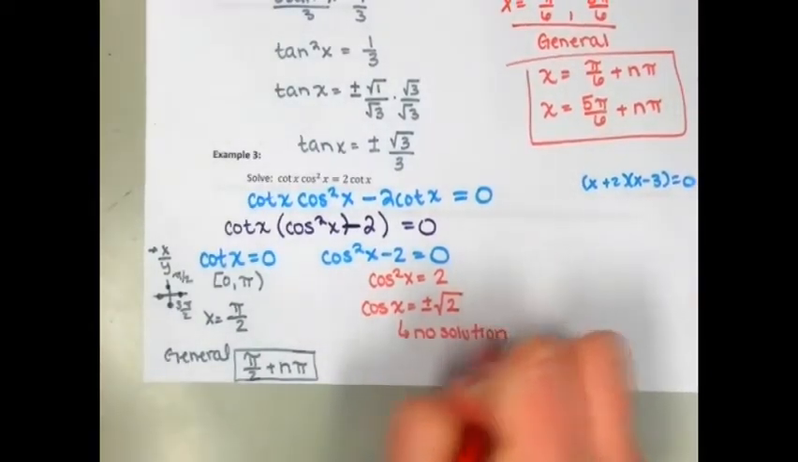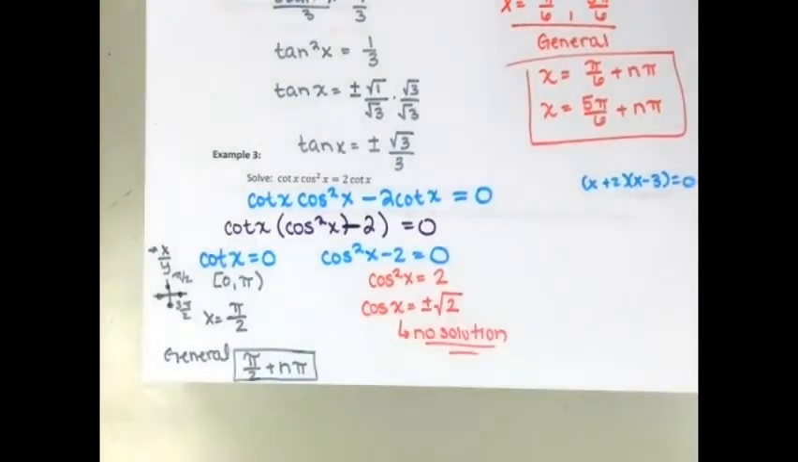And do we know exactly where the square root of 2 would be? Is that a pi over 4? Is that a pi over 2? No. Okay.